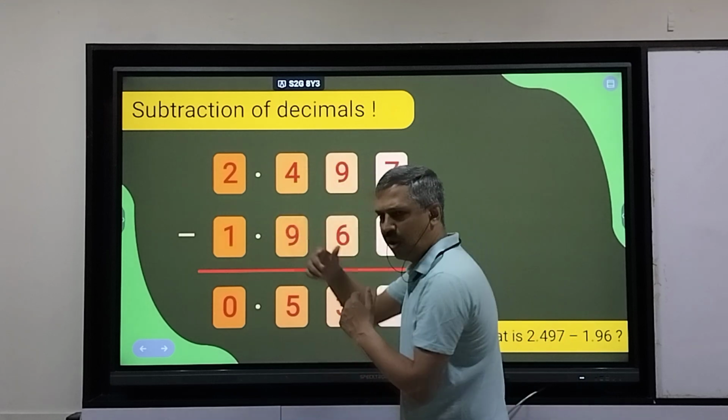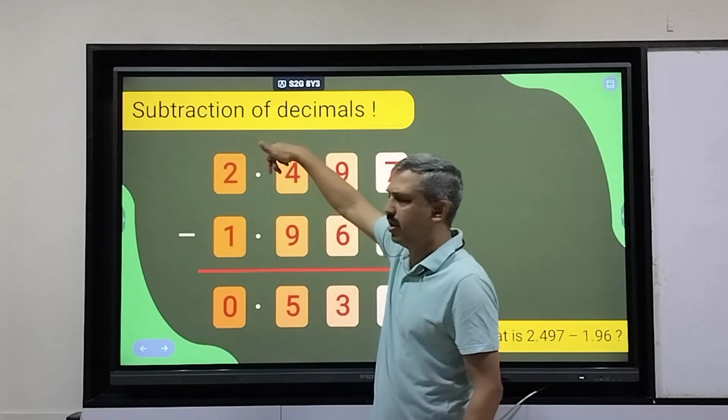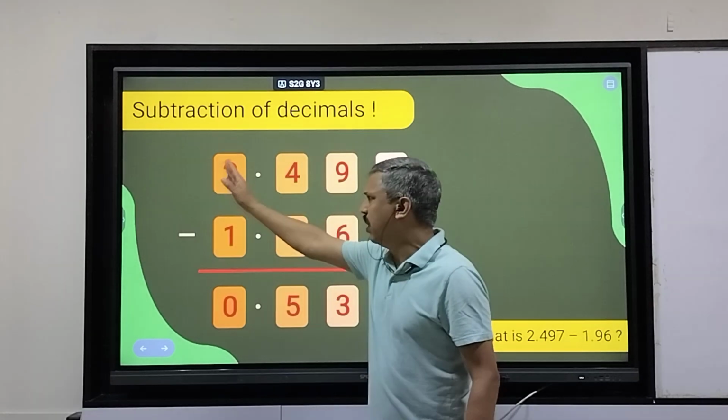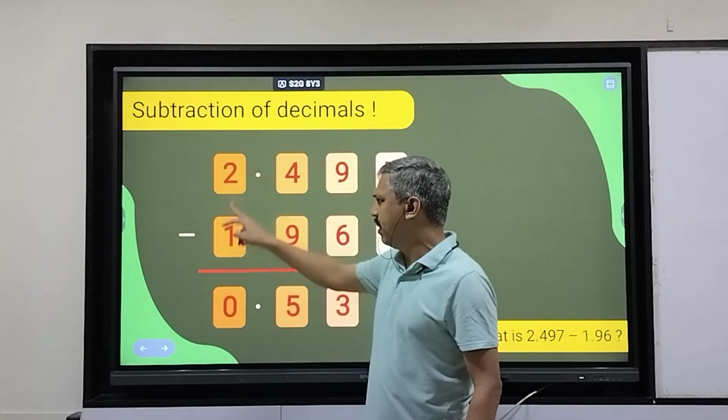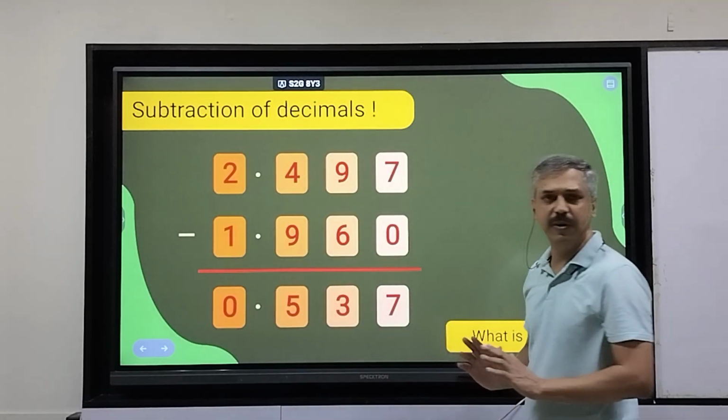4 minus 9, we cannot do 4 minus 9. So we'll take 14 here. We will borrow 1 from here. So this becomes 14. 14 minus 9 is 5. Because 1 was borrowed here, this is 1. 1 minus 1 is 0. And we get the answer 0.537.